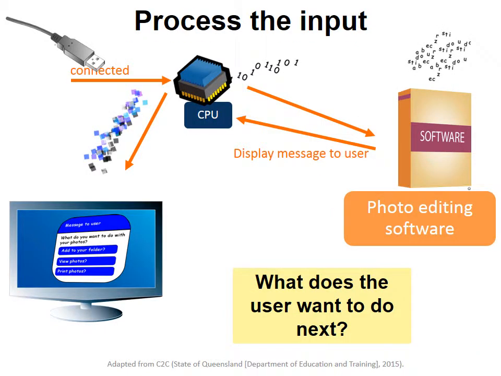The software sends a message to the CPU to display on the monitor. The CPU receives the text message from the software and displays it as pixels on the monitor. All of this happens very fast, in nanoseconds. To us, it looks as though it happens straight away.